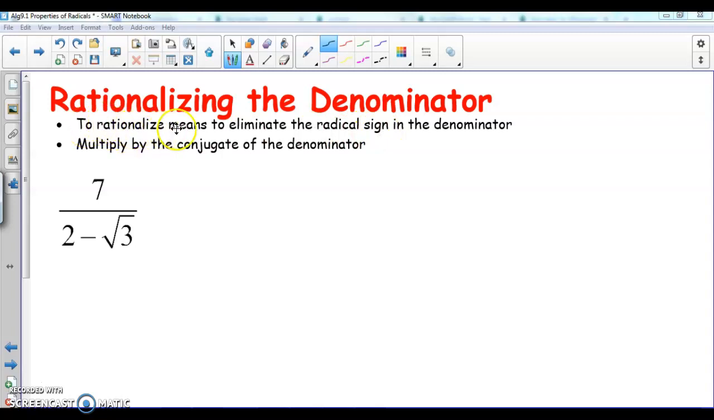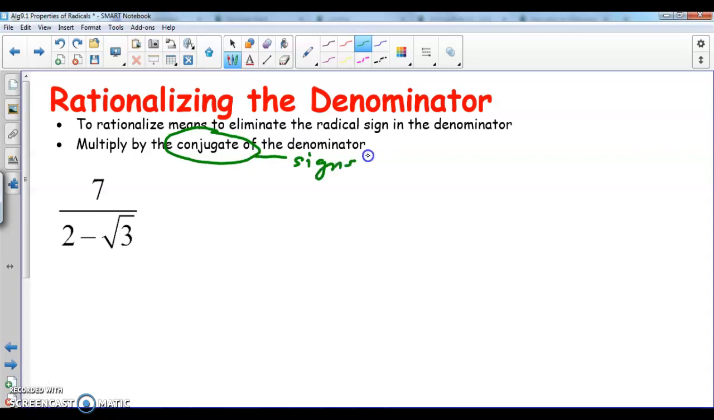By definition, to rationalize means to eliminate the radical sign in the denominator. But this time, we are going to multiply by the conjugate of the denominator. So what is a conjugate? Now, a conjugate can be thought of as a partner, or its complement, or its counterpart. So they're similar but slightly different. So, for example, the denominator here is 2 minus radical 3. So what is the conjugate? Conjugate comes in different signs.